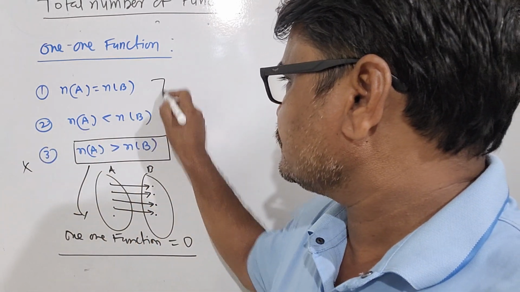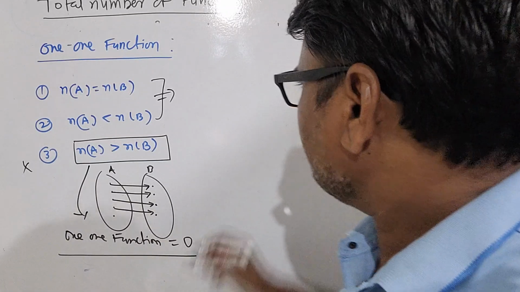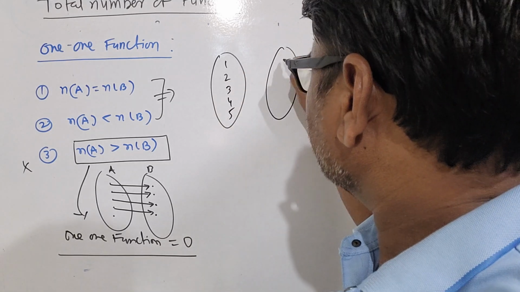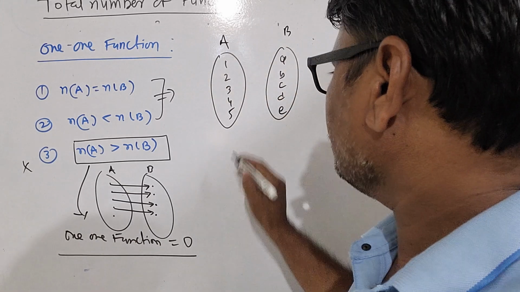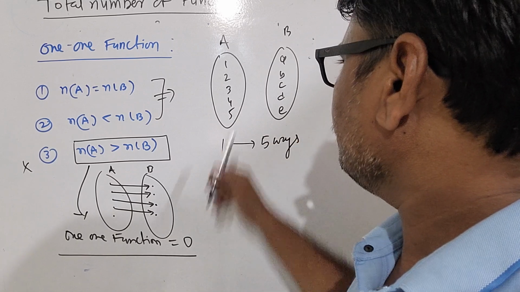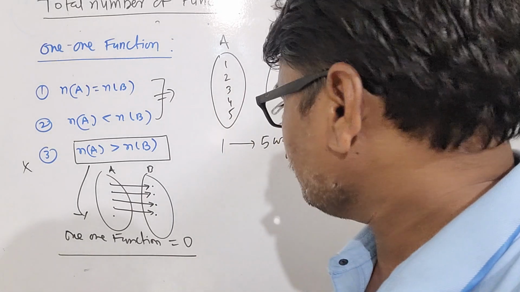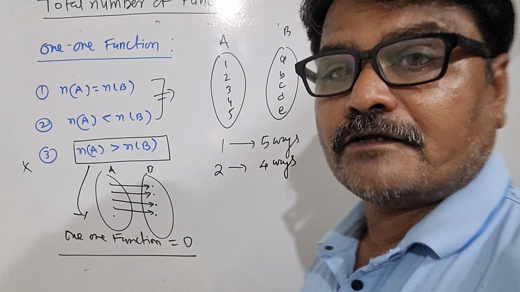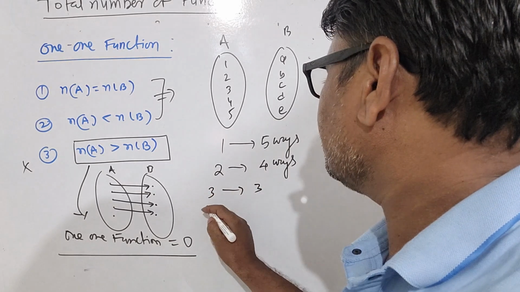Now coming to these two cases, when n(A) equal to n(B) and n(A) is less than n(B). Similarly, in set A we have 1, 2, 3, 4 and 5. This is A, B, C, D and E. This is set A and this is set B. So one can take the image in 5 ways. Correct? One can go to A or B or C or D or E. Okay? Now one is fixed. So therefore 2 can have 4 ways now for the function to be one-one. So 2 has 4 choices. So similarly 3 has 3 choices.